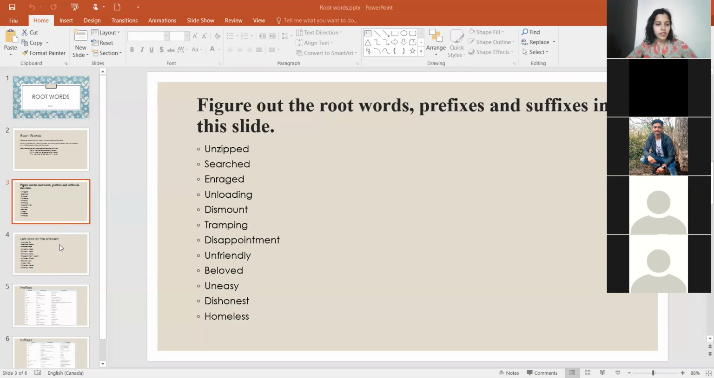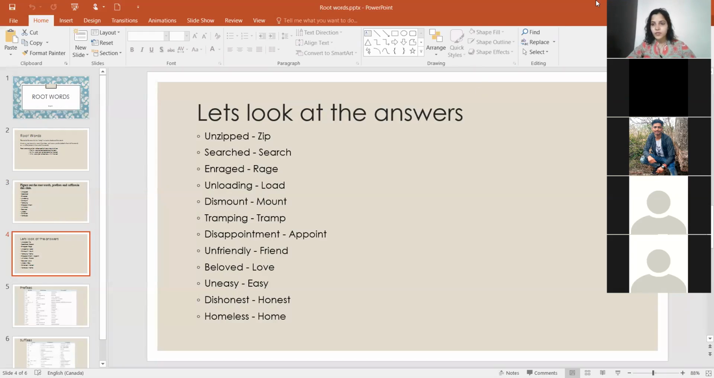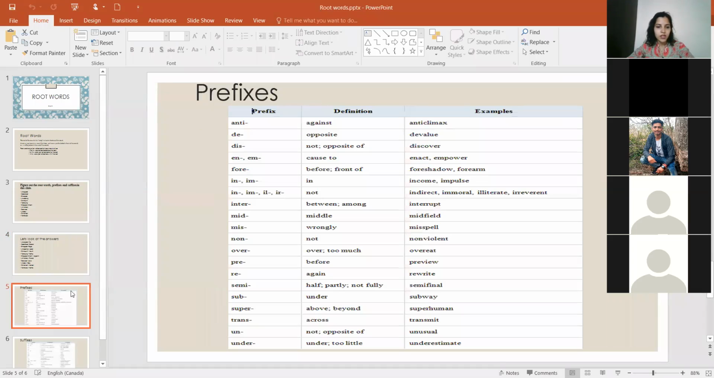So moving further, let's take a look at the answers. Though we don't need to look at them, you have replied correctly to all the words. Here we have the root words zip, search, rage, load, mount, tramp, appoint, friend, love, easy, honest, and home. So now let's take a look at a few prefixes which are most commonly used.